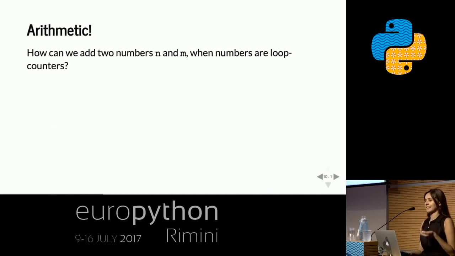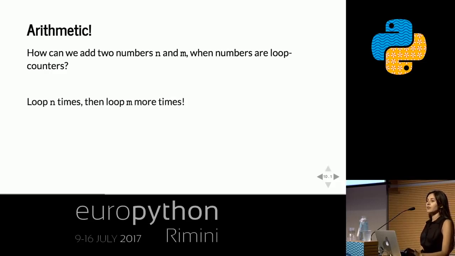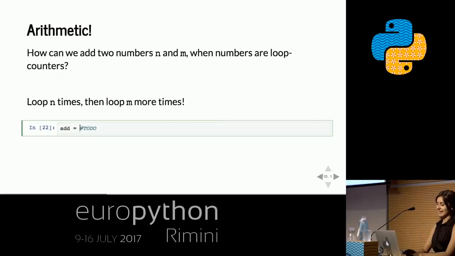Okay, what about arithmetic? Can we add 2 numbers? If we have n loops and m loops, and we want to add them together, we could just loop n times and then loop m more times, right? So if n was 2 and m is 3, I could do 1, 2, and then 1, 2, 3, and that would give me 5, right? Cool. So how do we represent that?